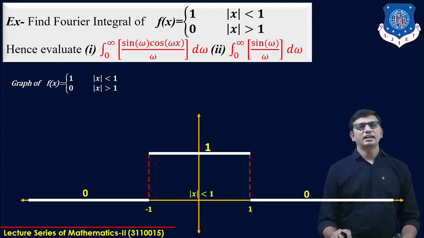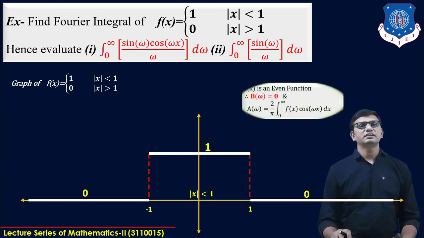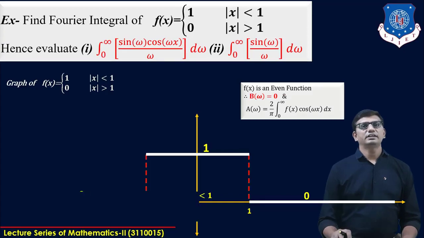Now we can see that the function's graph is symmetric about the y-axis, so our function is an even function. Therefore we can say that b omega is directly 0 and a omega will be 2 by pi integration 0 to infinity f x cos omega x dx. Now we will calculate a omega because our b omega is directly 0.